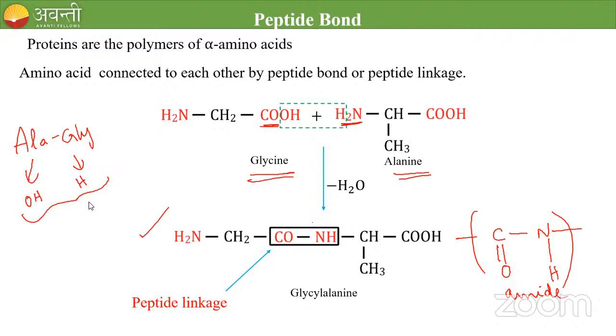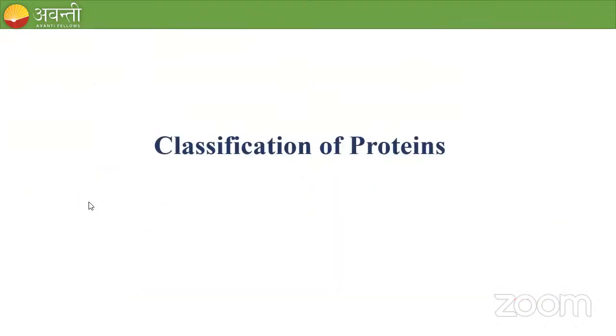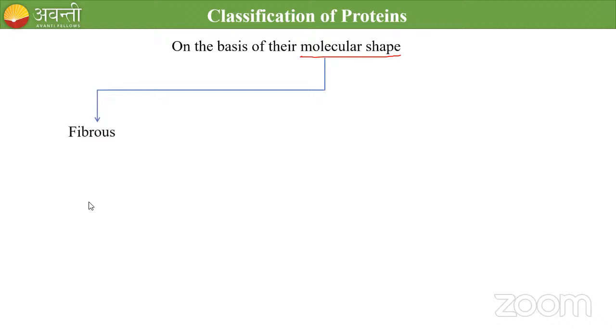We have discussed the amino acids, their classification and the peptide bond. So this information is enough to study the protein. Now let's go for the protein and its classification. So now the protein is classified, first of all, on the basis of its molecular shape. According to molecular shape, it is classified into two. One is called fibrous protein and the other one is called globular protein.